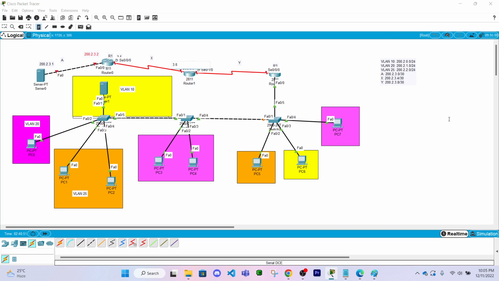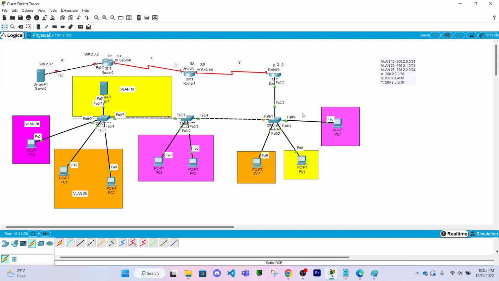And again for network Y, the IP range will be 200.2.3.8 to 200.2.3.11. So we can use 9 and 10. So this is 3.10 and this is 3.9. Okay, I hope you understand.